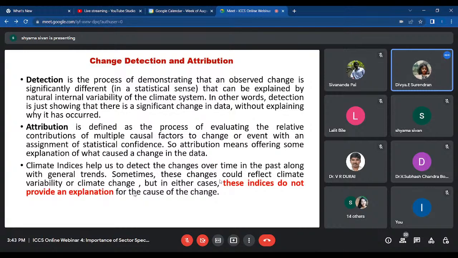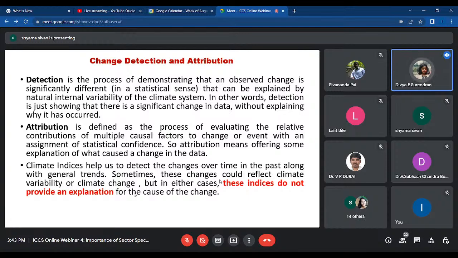So, change detection and attribution. Basically, if we want to understand climate change, first we should be able to detect it, demonstrating that an observed change has happened, and that the change is statistically significant and visible in your data. Based on that statistical analysis we can see whether there is an increase or a decrease, and whether that change is significant or not.